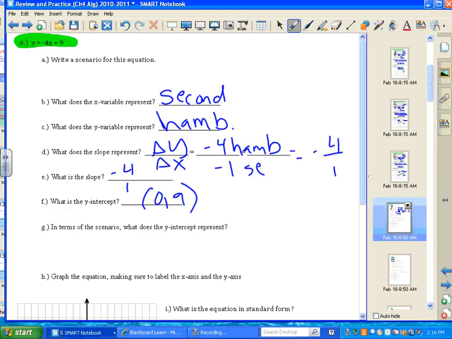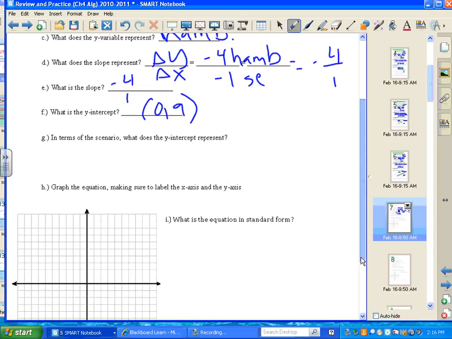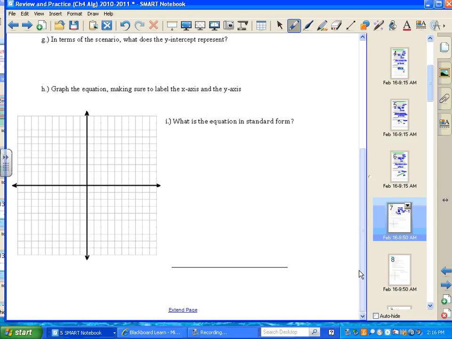Who can tell me, just as a review from yesterday, how do you get to the next point if the slope is -4? Eric? Good. Down 4 to the right 1. Down 4 to the right 1. Rise over run. Change of y over change of x. Connect your points. Standard form, Madison, for this equation is what? Good. 4x plus y equals 9.